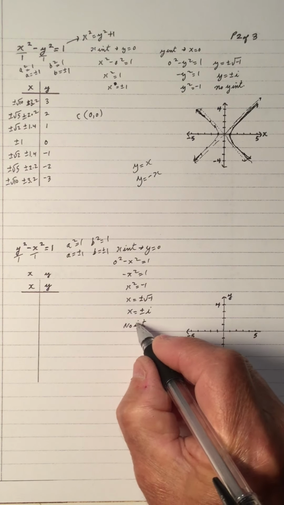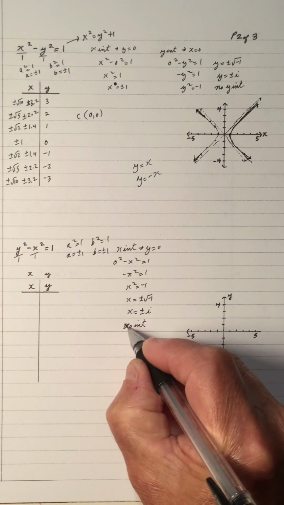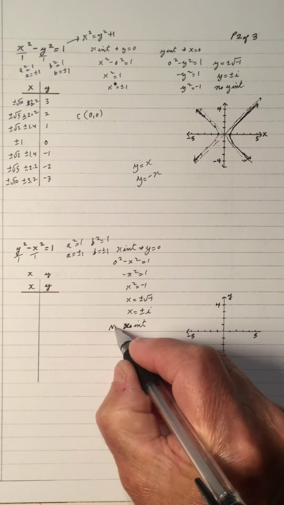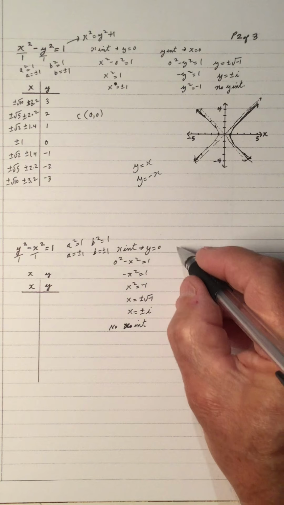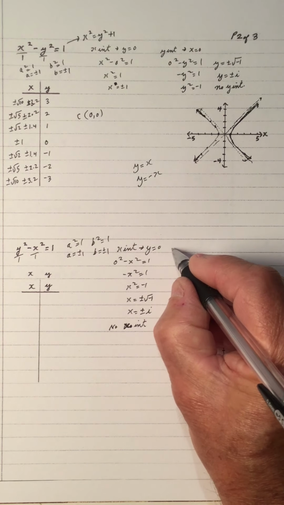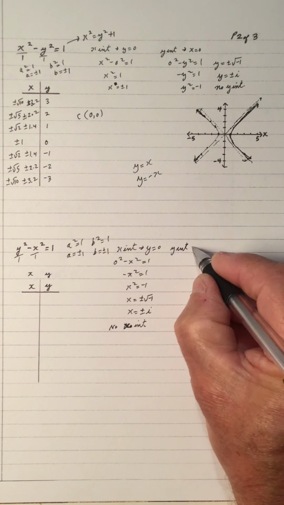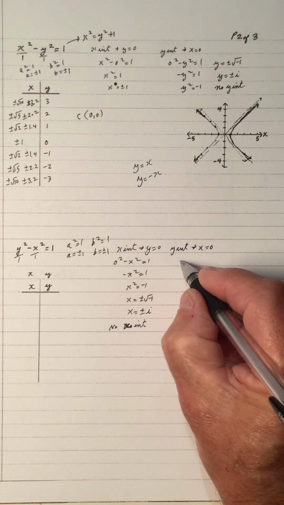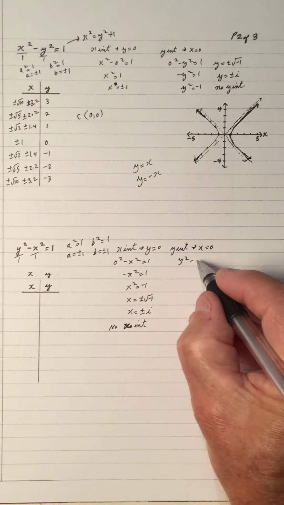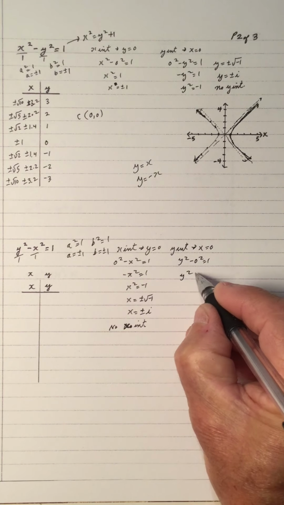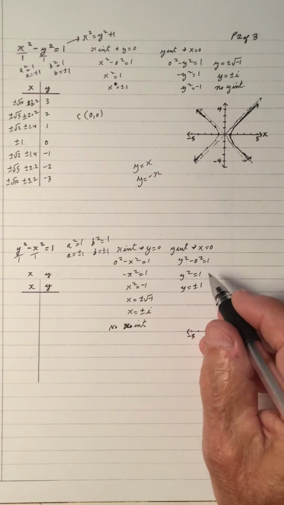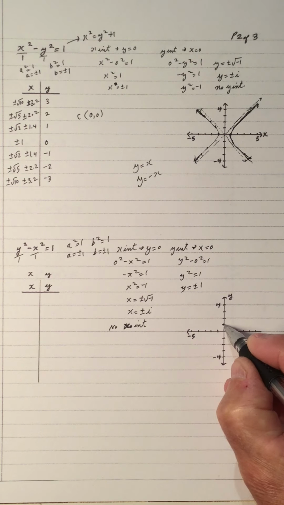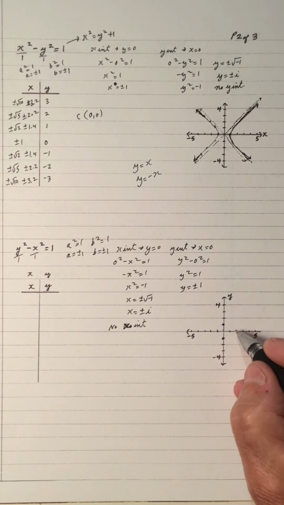So there's no x-intercept, which means it doesn't cut the x-axis. Now let's find the y-intercept, which is when you make x equal 0. We put 0 in for x, so y equals plus or minus the square root of 1, which is 1. So the y-intercepts are plus 1 and minus 1. This time it has y-intercepts and no x-intercepts.